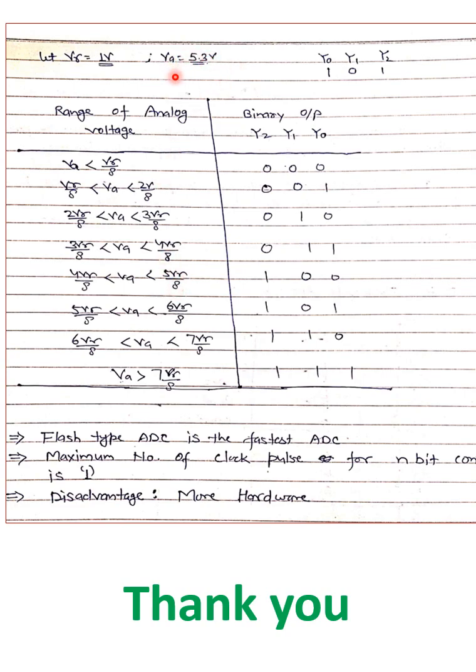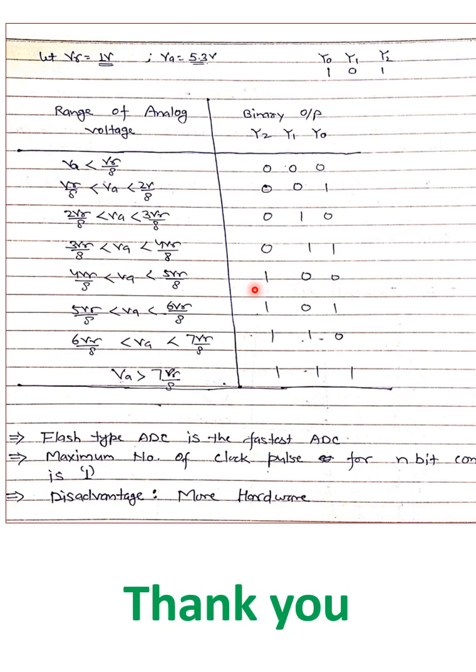Similarly, you can see for 5.3 volt it comes in the range of 5 by 8 to 6 by 8, and when this combination occurs, then corresponding to this combination the output of the priority encoder is given by 101, and this is the binary equivalent of the applied voltage. So there are a total of 8 combinations, and according to that 8 outputs are possible for an 8 to 3 binary priority encoder.